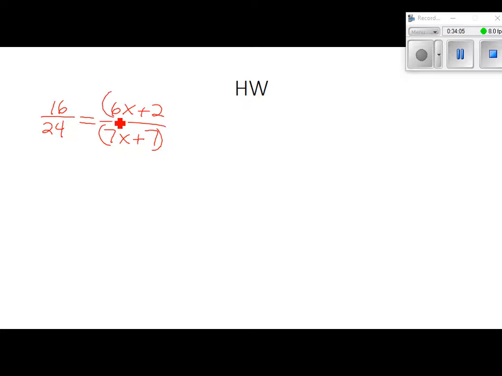Put parentheses around this. See if we did something wrong here. Could we reduce this to make it easier? What will go into both 16 and 24? Anything bigger? 8 will. 8 will go into 16 how many times? 8 will go into 24. Cross multiply. Do the cross multiplying for me and do the distributing so we don't have to waste so much time on this.